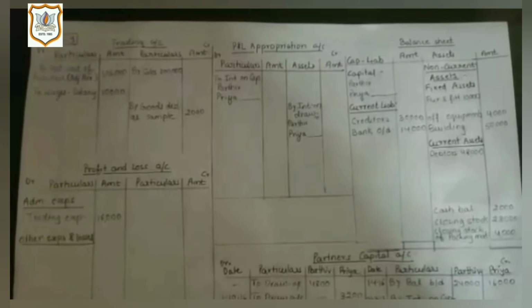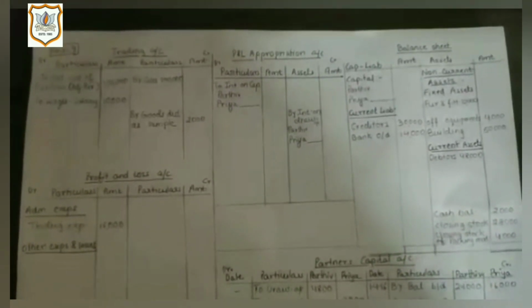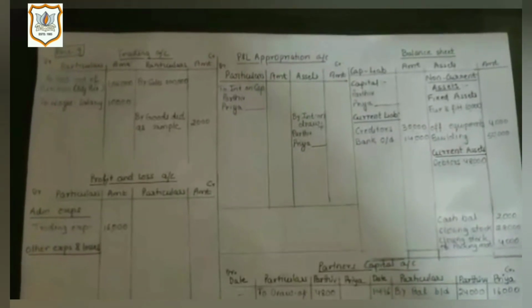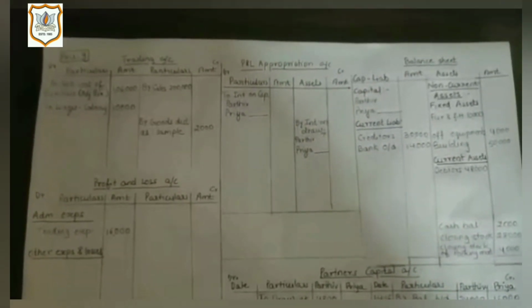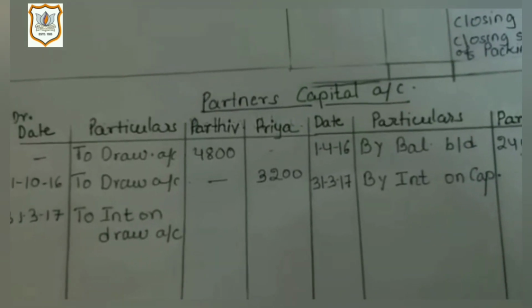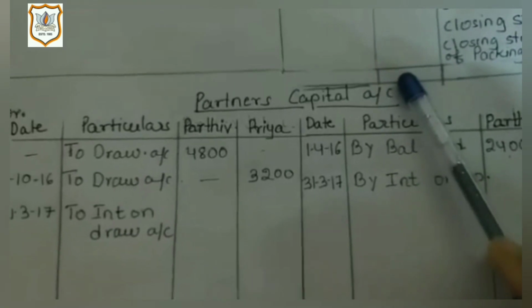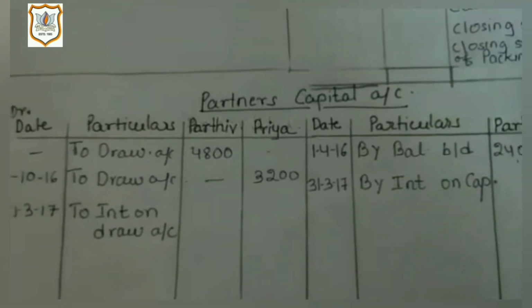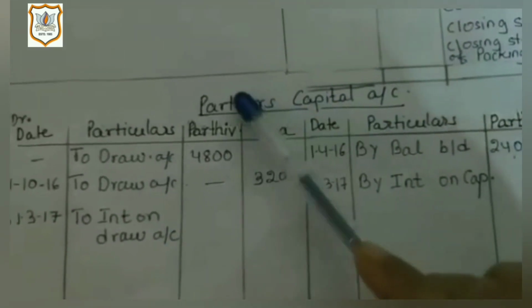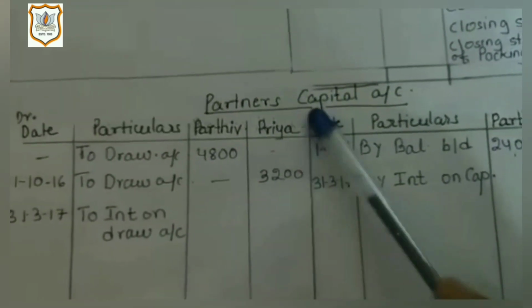I have already prepared the necessary accounts and posted all the items in their respective accounts from the trial balance and left space for adjustment to make the process faster. So first one is drawing in trial balance. Drawing is recorded on debit side of partners capital account, as it reduces the partner's capital. Here, Parthiv has withdrawn 4800 and Priya has withdrawn 3200.